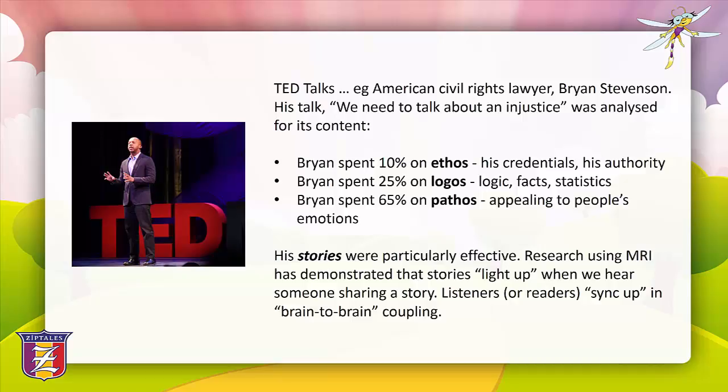The results? Bryan spent 10% of his talk on ethos, which means basically his credentials, his authority. Bryan spent 25% of his talk on logos, the logic, the facts, the statistics. But Bryan spent 65% of his talk on pathos, appealing to people's emotions. Principal among these were his stories about growing up poor and black in the South, about his grandmother, about the people in prison he represents, and so on.